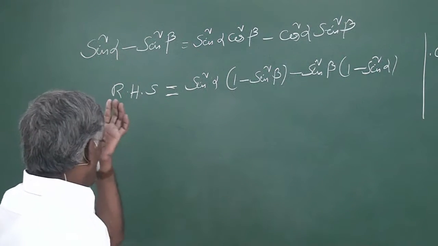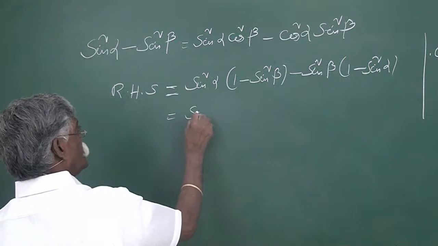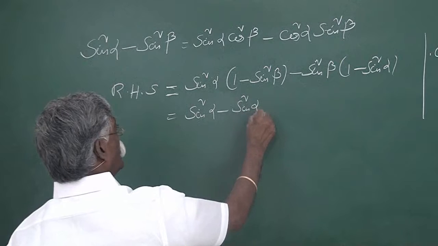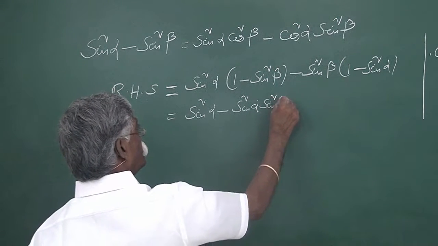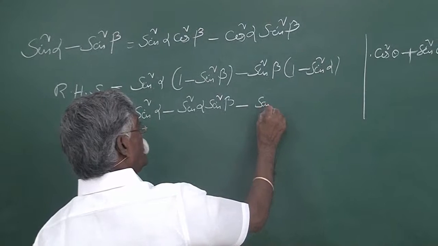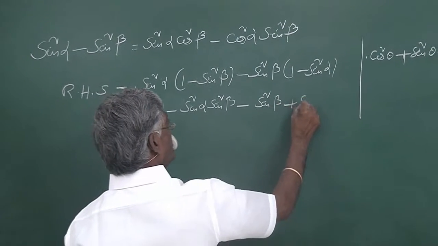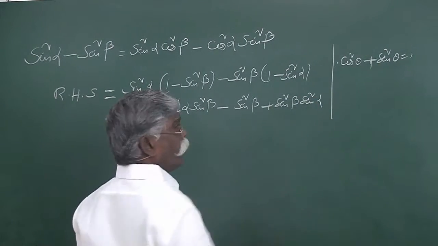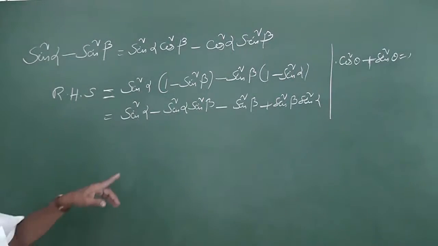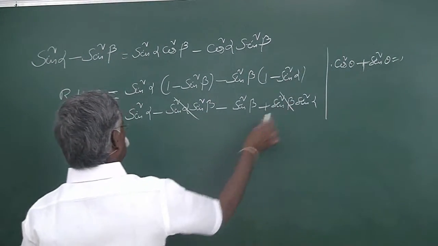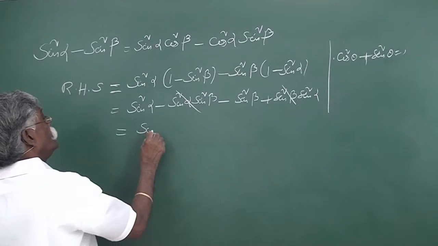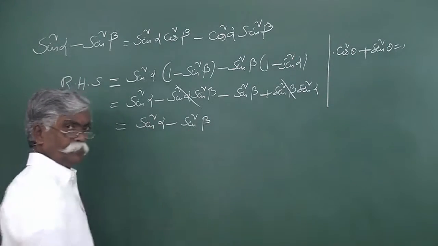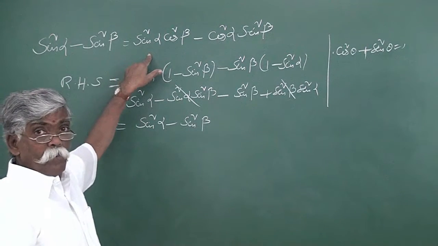Now, if we expand this, this is sine square alpha minus sine square alpha sine square beta minus sine square beta plus sine square beta into sine square alpha. So these two get cancelled. So we are left with sine square alpha minus sine square beta. So this is the given problem.